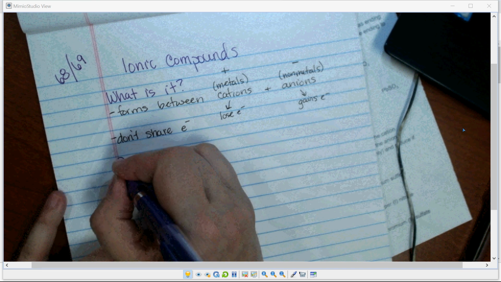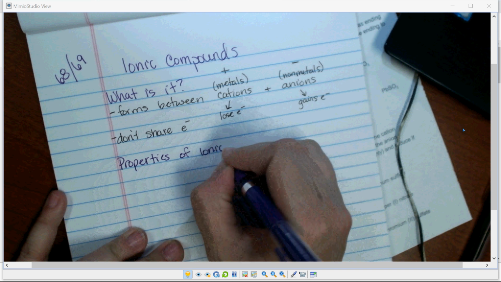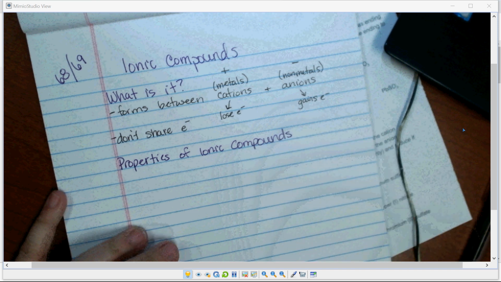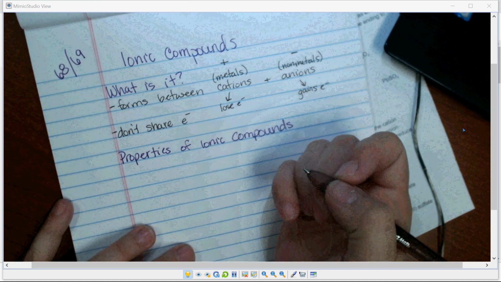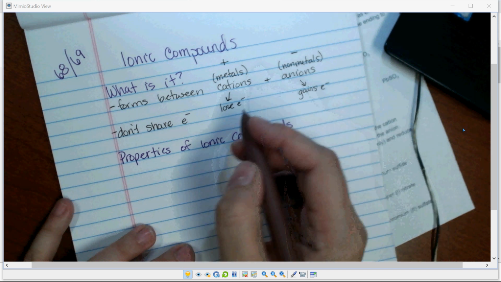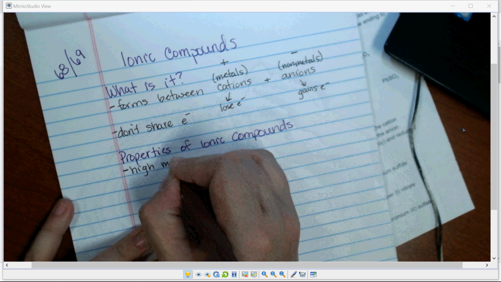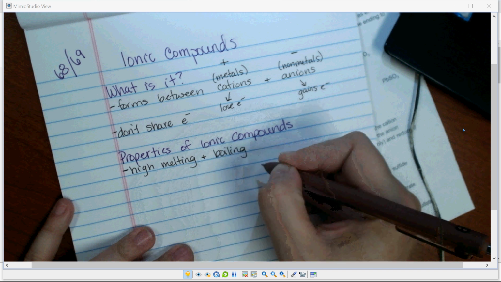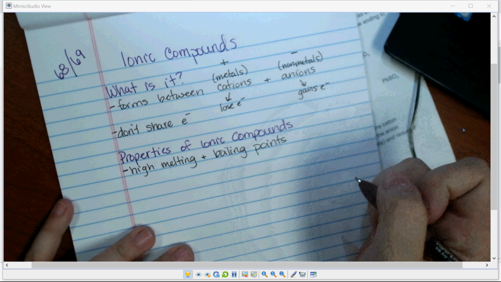So that leads us into what are some of the basic properties of ionic compounds. Because of the giving and gaining of their electrons, they form very strong attractions to each other, because we got something that's positive being attracted to something that's negative. Because of that, since they're so strong, they have really high melting and boiling points. It takes a lot of energy to break the attractions. So that's why it takes a lot of energy to melt or boil something that is an ionic compound.